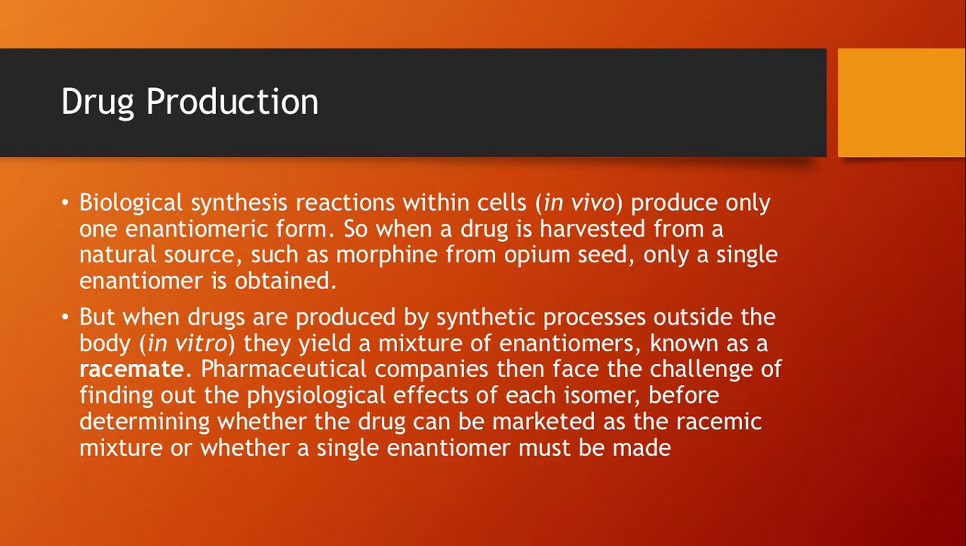Pharmaceutical companies then face the challenge of finding out the physiological effects of each isomer before determining whether the drug can be marketed as the racemic mixture or whether a single enantiomer must be made. As we'll see, some drugs can be marketed and given out as a racemic mixture, but sometimes only one enantiomer can be used. The other one could have some really bad negative side effects.